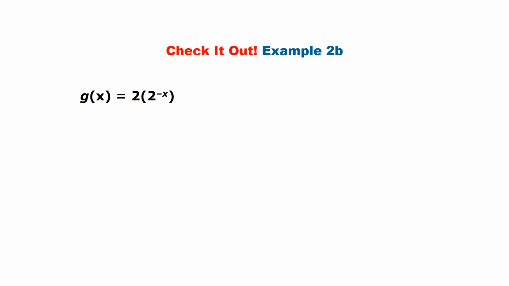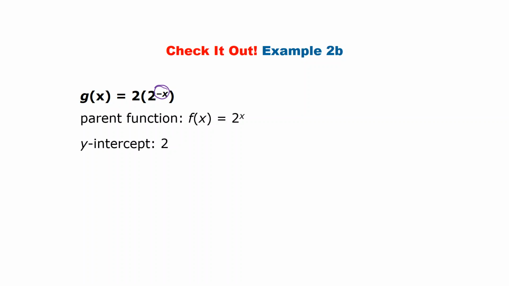Okay, on this one, first of all, we want to figure out what our parent function is. So let's let our parent function be 2 to the x power. All right, so first of all, we want to find out what our y-intercept would be. So our y-intercept is going to be what is y when x is 0. So if x is 0, 2 to the 0 power is 1. 1 times 2 is 2. So our y-intercept is equal to 2.